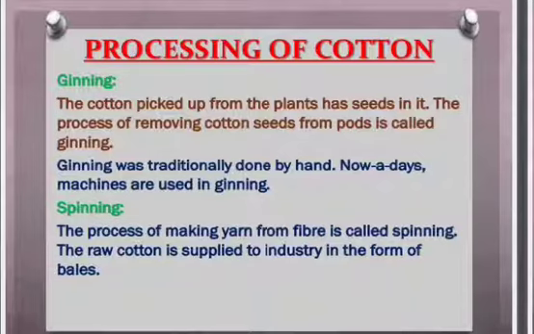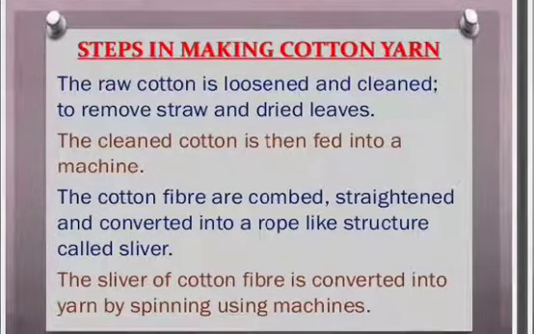The raw cotton is supplied to industry in the form of bales. Steps in making cotton yarn. The raw cotton is loosened and cleaned to remove straw and dried leaves. The clean cotton is then fed into a machine. The cotton fibers are combed, straightened and converted into a rope-like structure called sliver. The sliver of cotton fiber is converted into yarn by spinning using a machine.